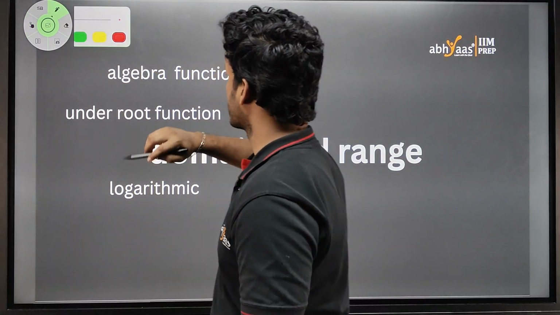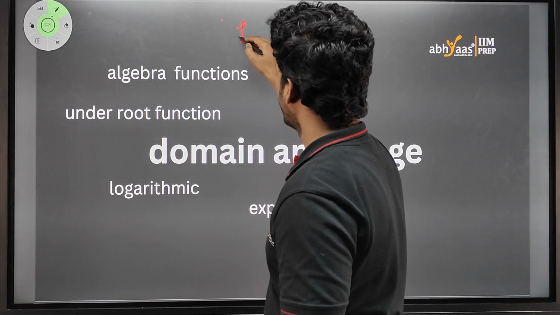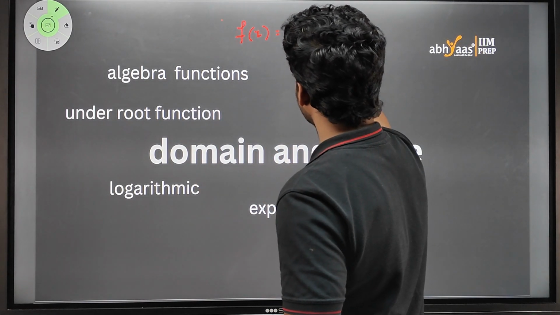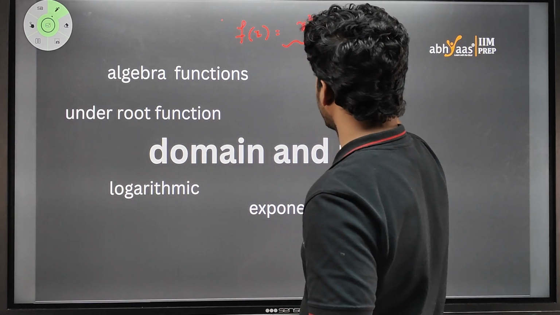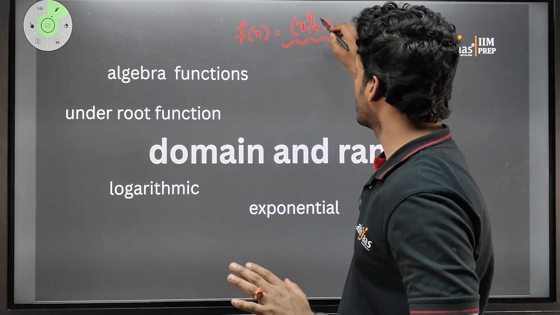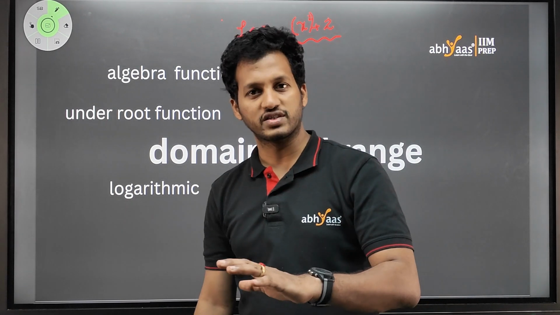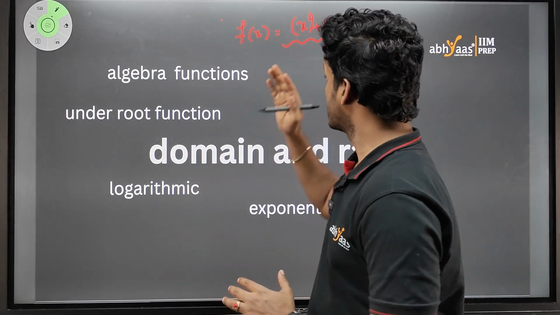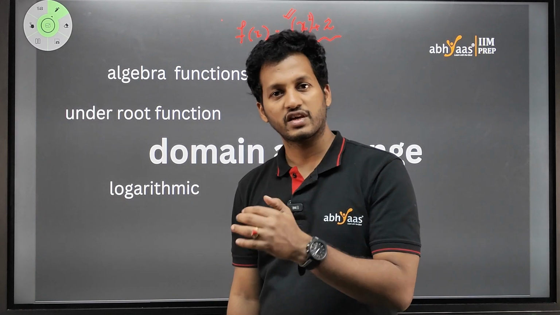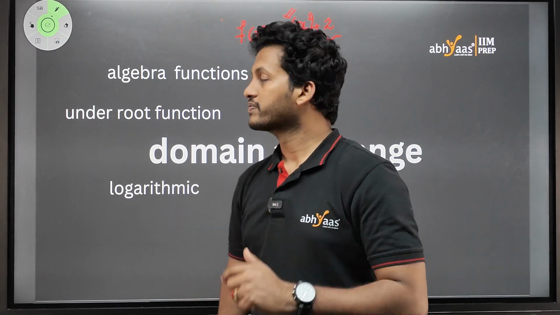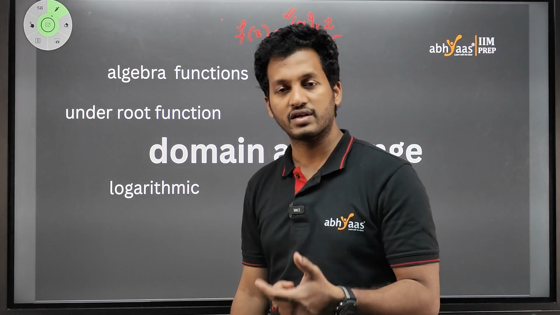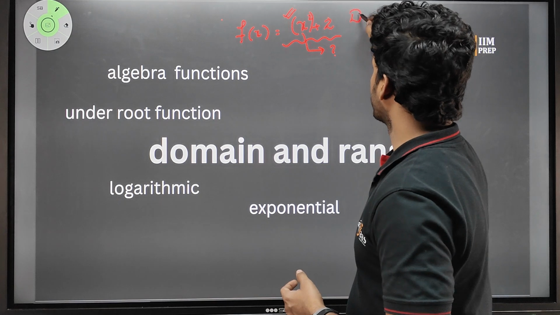Let me write a function. Let us say a function f of x is defined as x square plus 2. This is the definition of the function, right? It depends on the value of x. It is not depending on the value of 2, right? 2 cannot change, 2 is constant. It does depend on the value of x square. If x square rises, the value of the function also rises. If it decreases, the value of the function also decreases. So what all values can be taken in place of x? That comes as your domain.